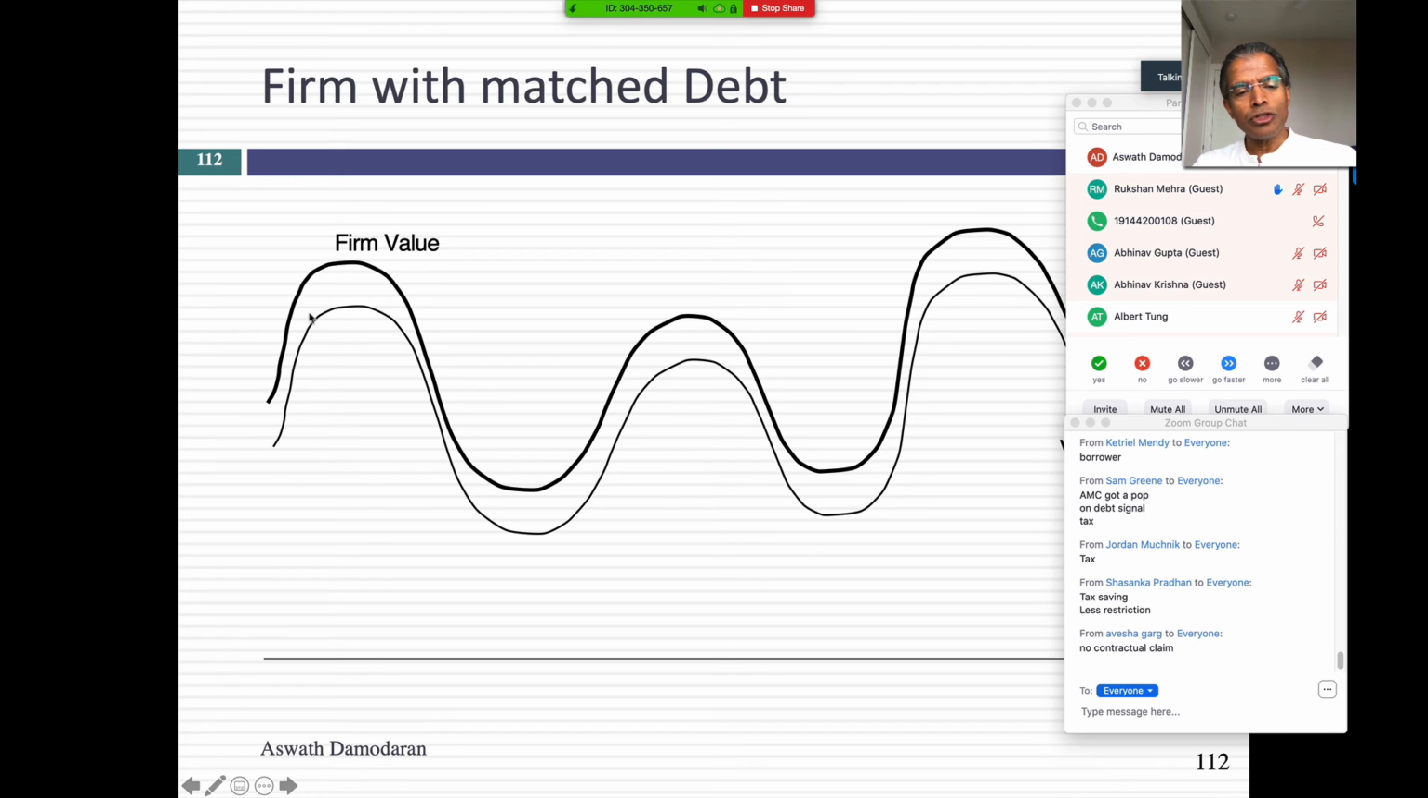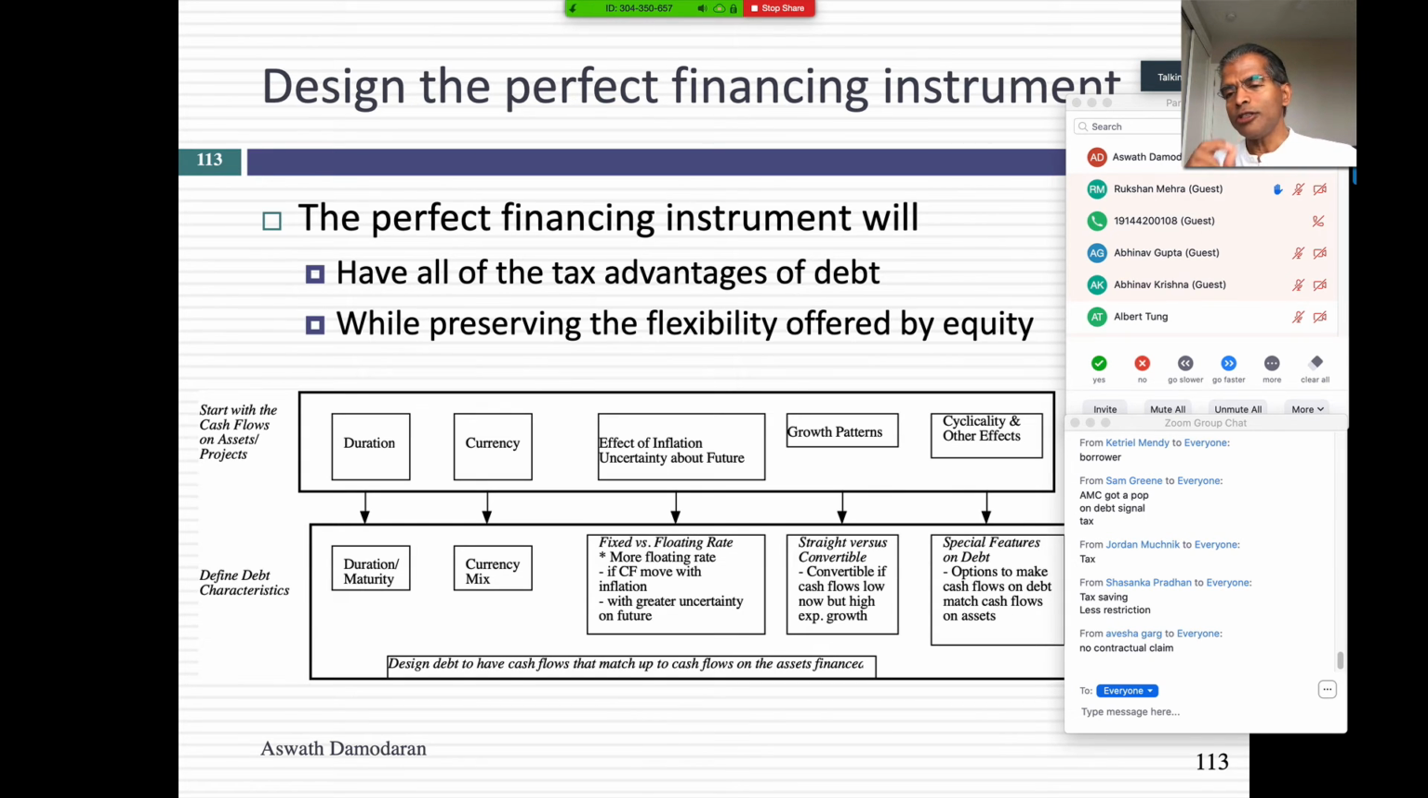Let's assume I issued debt that moved up when my equity moved up, when my firm is worth a lot, and moved down when my firm is worth less, and moved up again. This firm actually has twice as much debt as the firm I had in the previous picture, but it never goes bankrupt. That's my end game. I want to design debt that behaves like equity.